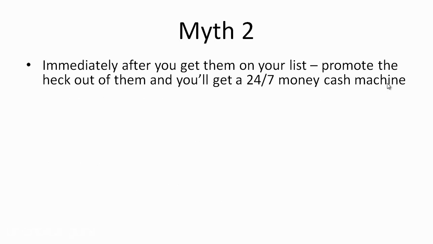Myth number 2. Immediately after you get them onto your list, promote the heck out of them and you'll get a 24/7 money making machine. Now, part of the sentence is true. You can create a 24/7 money making machine, but the myth is don't promote to them right after they get onto your list, unless it's like a one-time offer, which is fine if you do that.